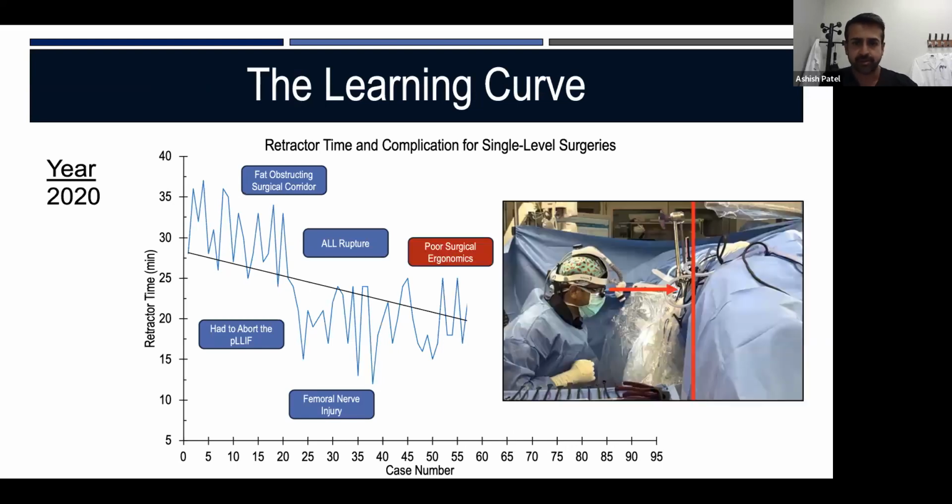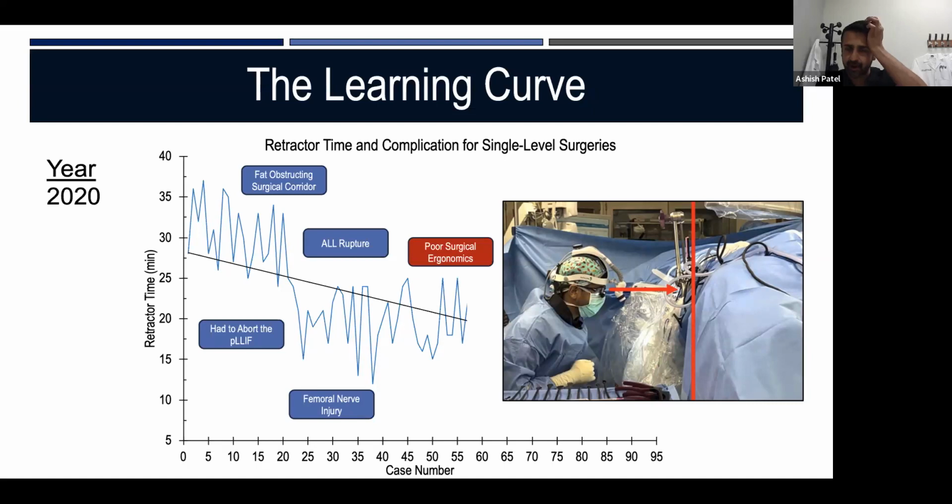So the learning curve continues, and as we've become comfortable, we've found a way to increase our visualization during the surgical corridor. And when we abort, we've got a great plan B. We're trying to stay safe and monitor nerve health, and we place the ALL retractor to prevent any sort of inadvertent injuries of the ALL or the vessels. And now we're working on ergonomics.